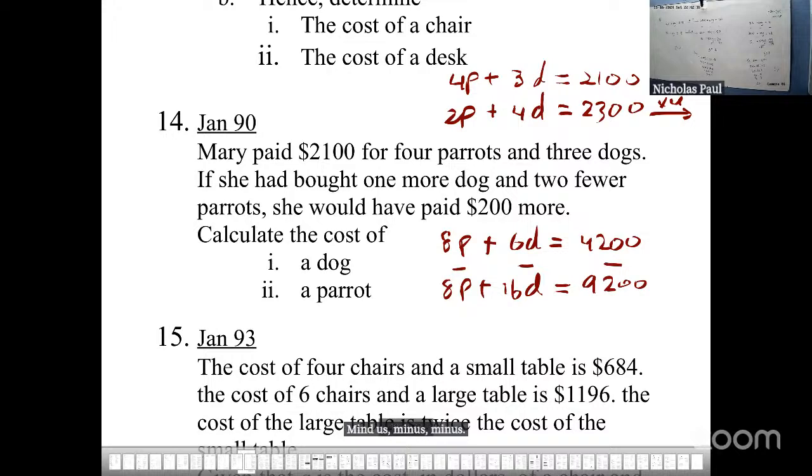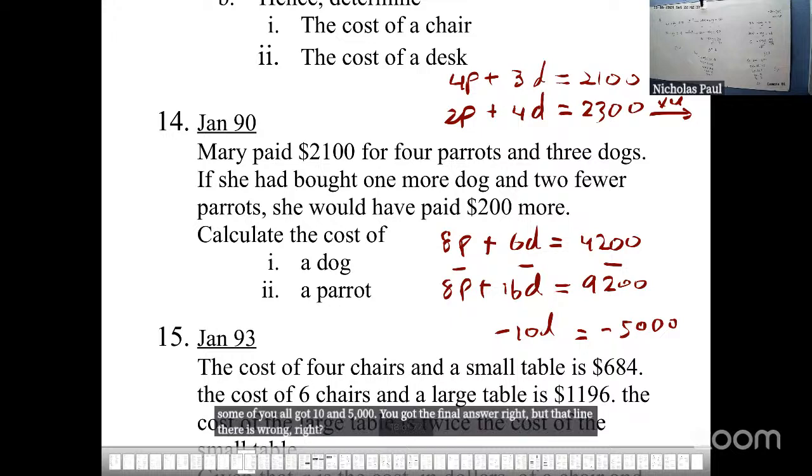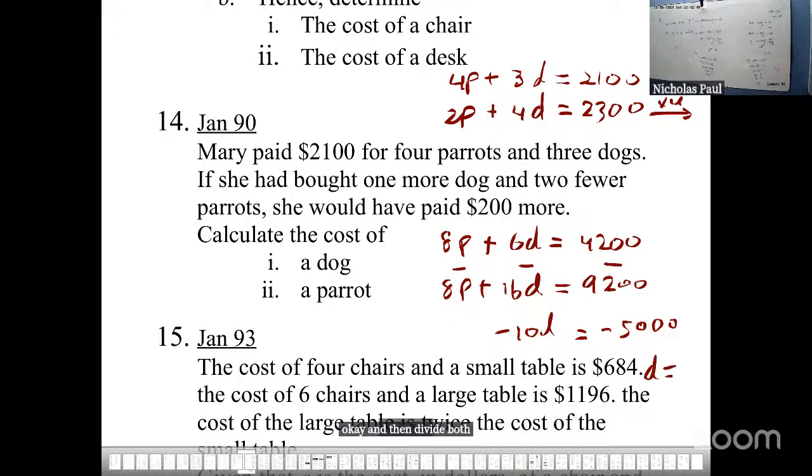Some of you still got it right, but 6 minus 16 is minus 10, right? And 4,200 minus 9,200 is equal to minus 5,000. Some of you got 10 and 5,000. You got the final answer right, but that line there is wrong, right? Then divide both by minus 10 and you'll get 500. So D is 500, and then we go back and solve for P.